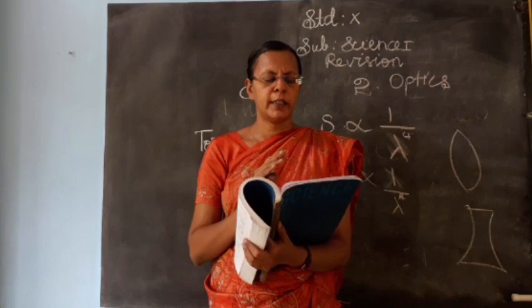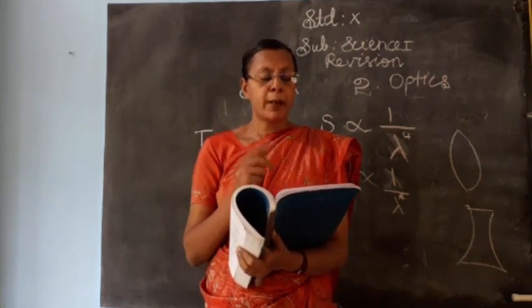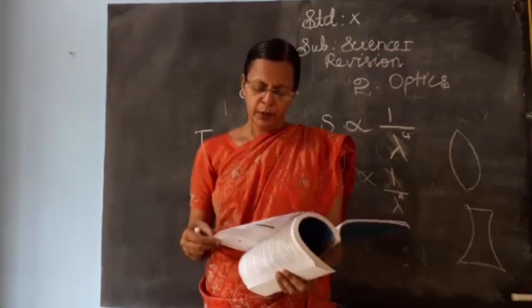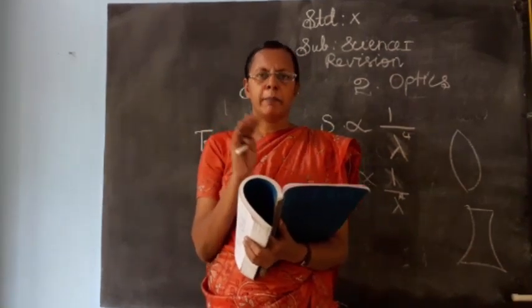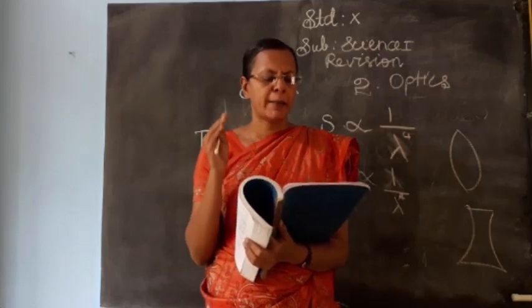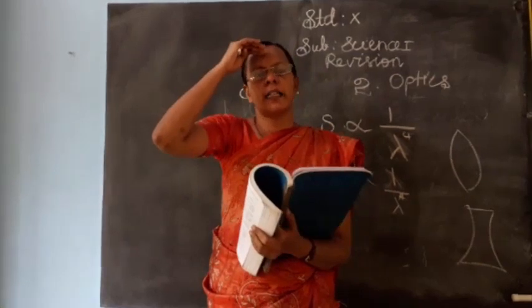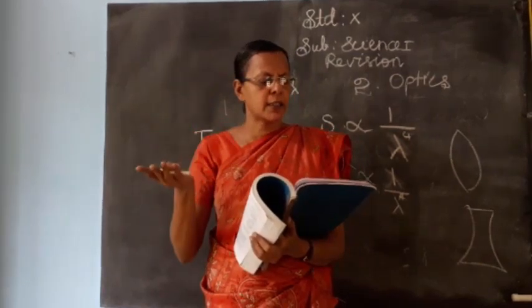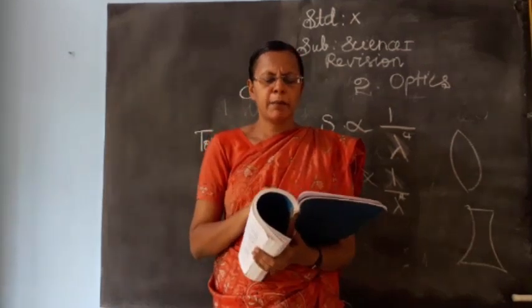The persons who have presbyopia have both the defects, myopia as well as hypermetropia. So bifocal lenses we have to use. The upper part consists of a concave lens, and the lower part consists of a convex lens. These are the important things.